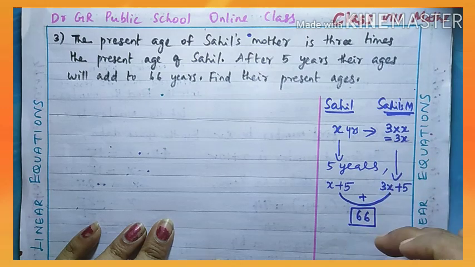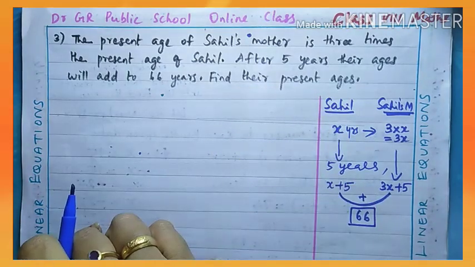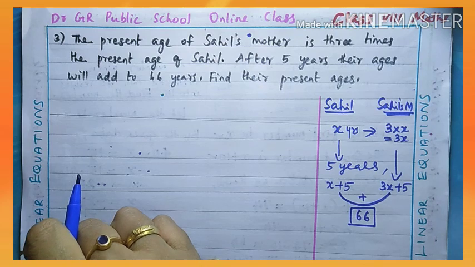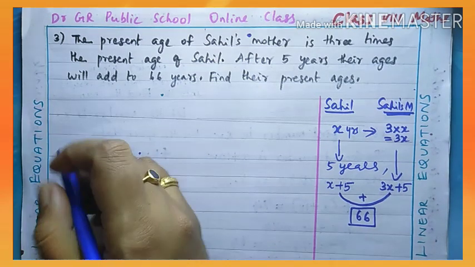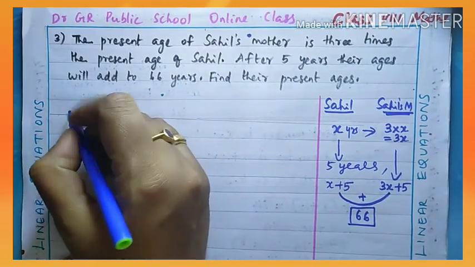Now using this, you want to solve the problem. Find their present ages. You want to find out what is x and determine the present age of both the people. Yes. So you got the idea of the question, the meaning of the question? Yes, come to the answer. Now write the solution.